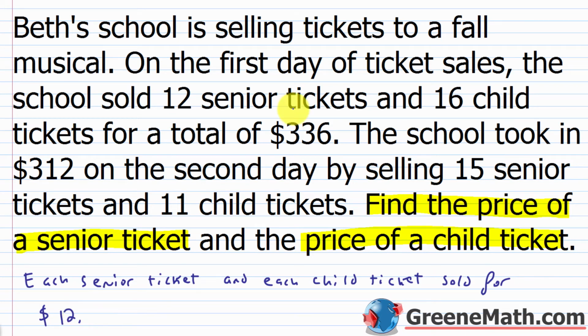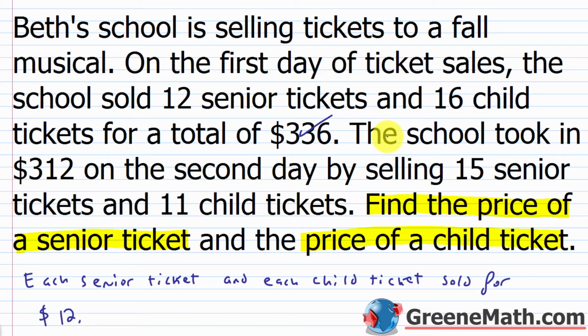Now, can we verify this? Yeah, quite easily. If on the first day we sold 12 senior tickets and 16 child tickets, well, since the price is the same, I might as well say, okay, well, I sold a total of 12 plus 16, or 28 tickets. Now, if I took the 28 tickets I sold and I multiplied it by a price of $12 each, the total amount that would be received is $336. So that one checks out.